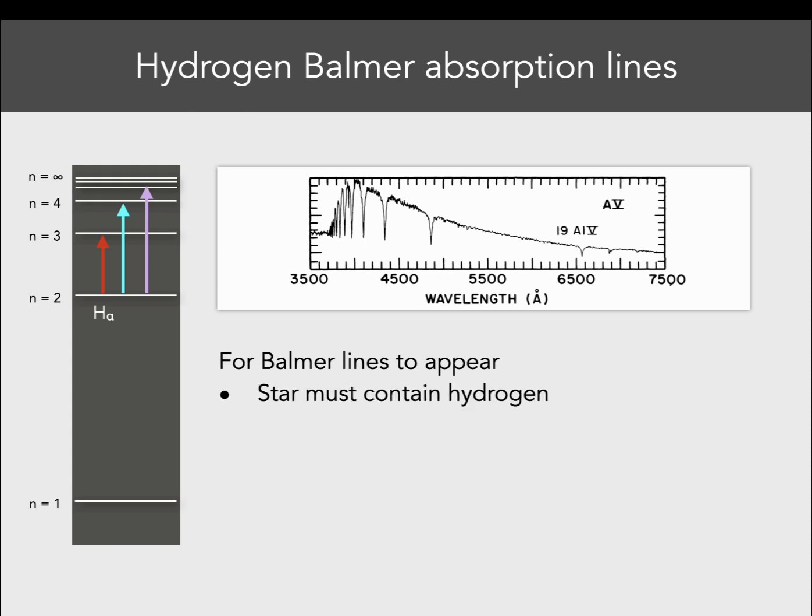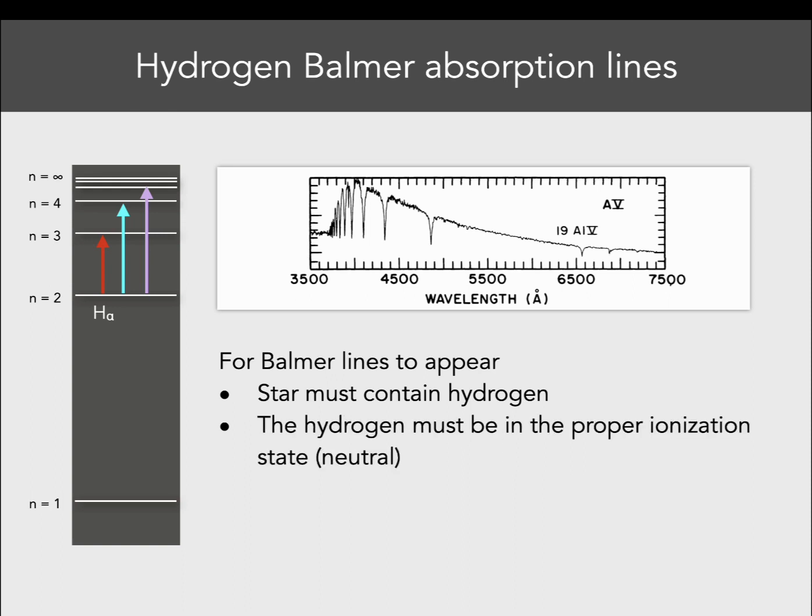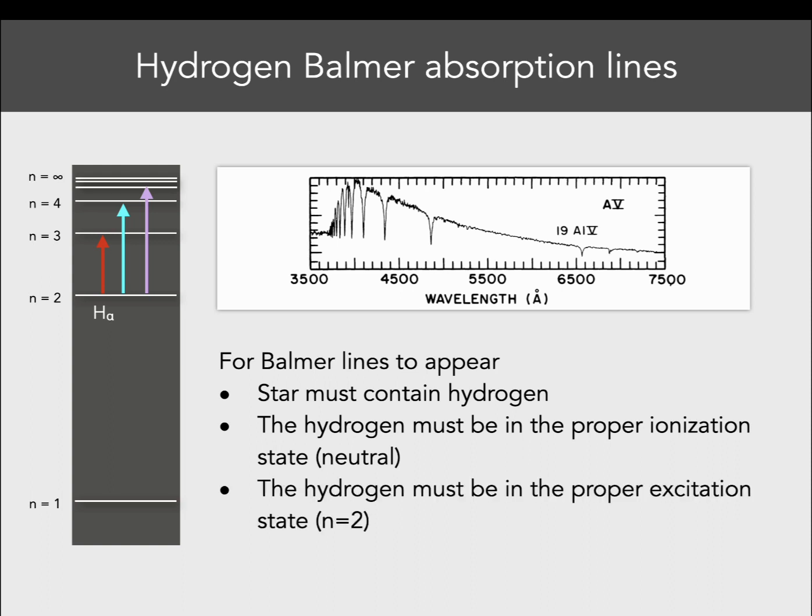In order for these Balmer lines to appear in a star spectrum, a number of things have to be true. First, the star must contain hydrogen, obviously. If there were no hydrogen in the star, you wouldn't see spectral lines due to hydrogen absorption. The second thing is that hydrogen must be in the proper ionization state, in other words, neutral. If the star was so hot that all of the hydrogen were ionized, there would be no bound atoms. There would be no neutral atoms, and so you can't form spectral lines then. So it's got to be in the right ionization state.